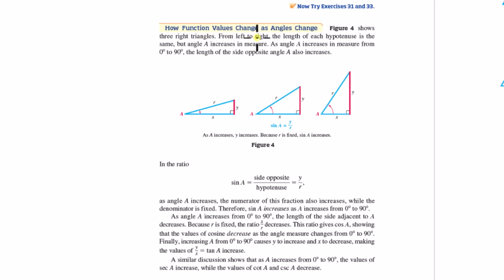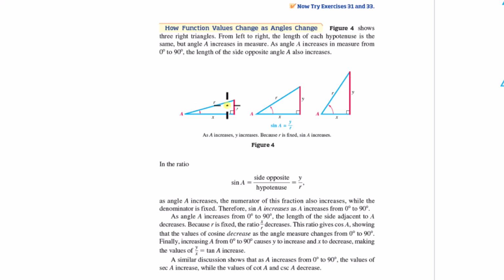How function values change as angles change. Figure 4 shows 3 right triangles. From left to right, the length of each hypotenuse is the same, but angle A increases in measure. As angle A increases in measure from 0 to 90 degrees, the length of the side opposite to A also increases. So the length of the hypotenuse is the same, but the length of Y increases.